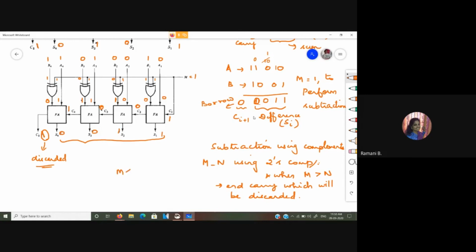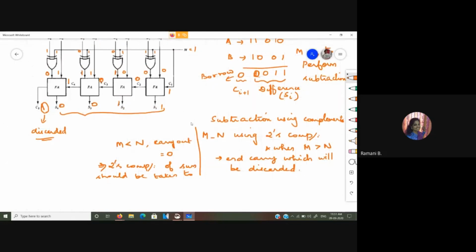If your M is less than N, you will not have any end carry. Carry out is equal to 0, which implies 2's complement of the sum should be taken to check the answer, understandable to humans.